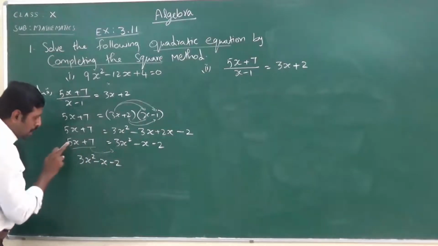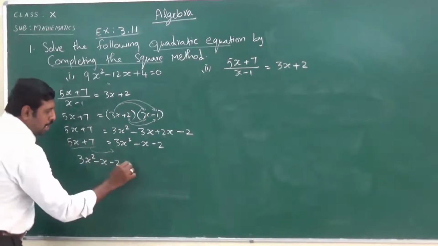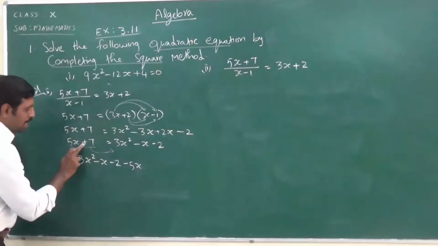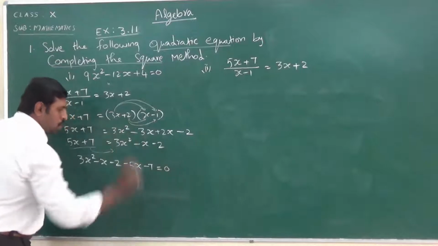This term is moving, right? So we have to change the symbol here. Here we have plus 5x. If you take it to the other side, we get minus 5x. Here we have plus 7. If you take it to the other side, minus 7. This term is equal to 0.